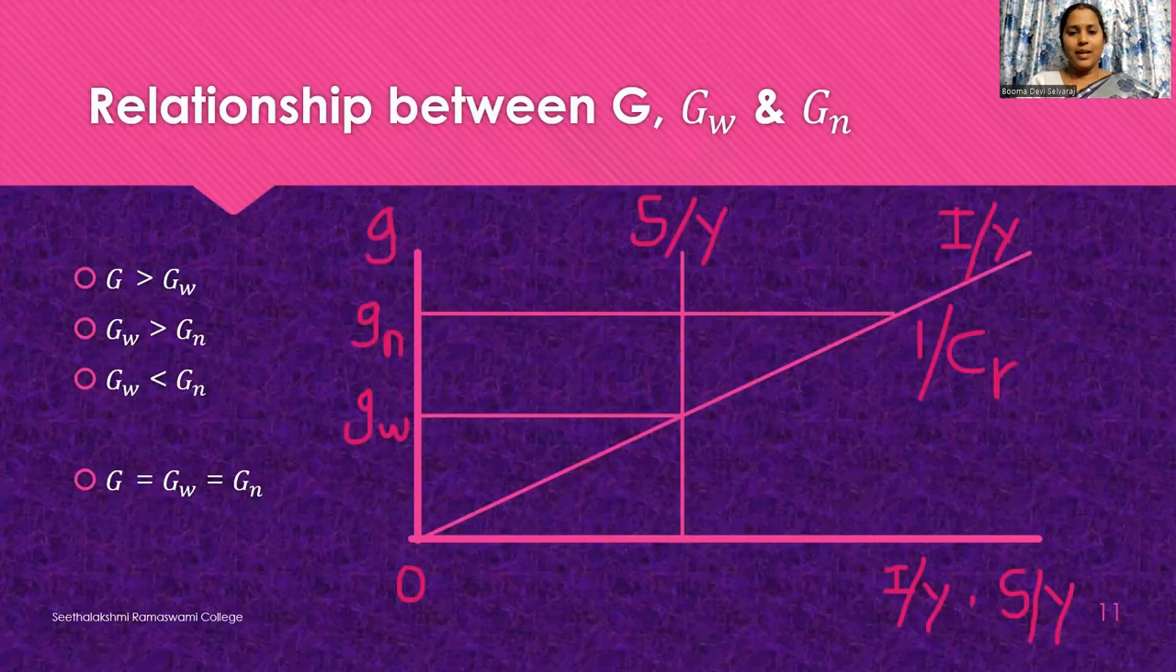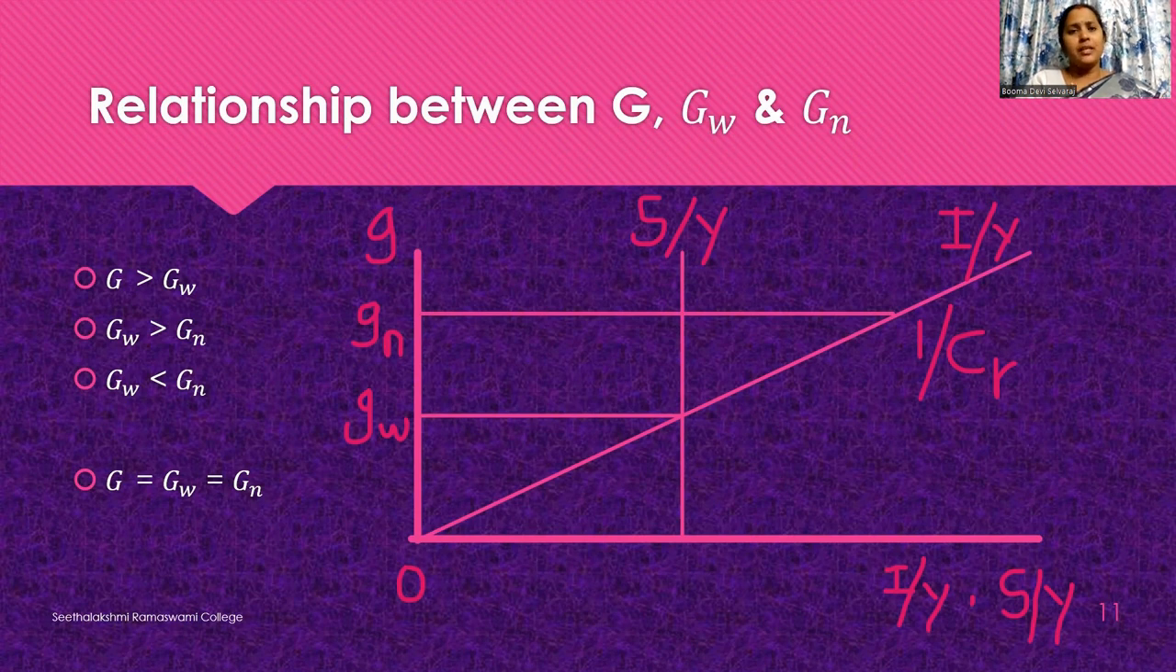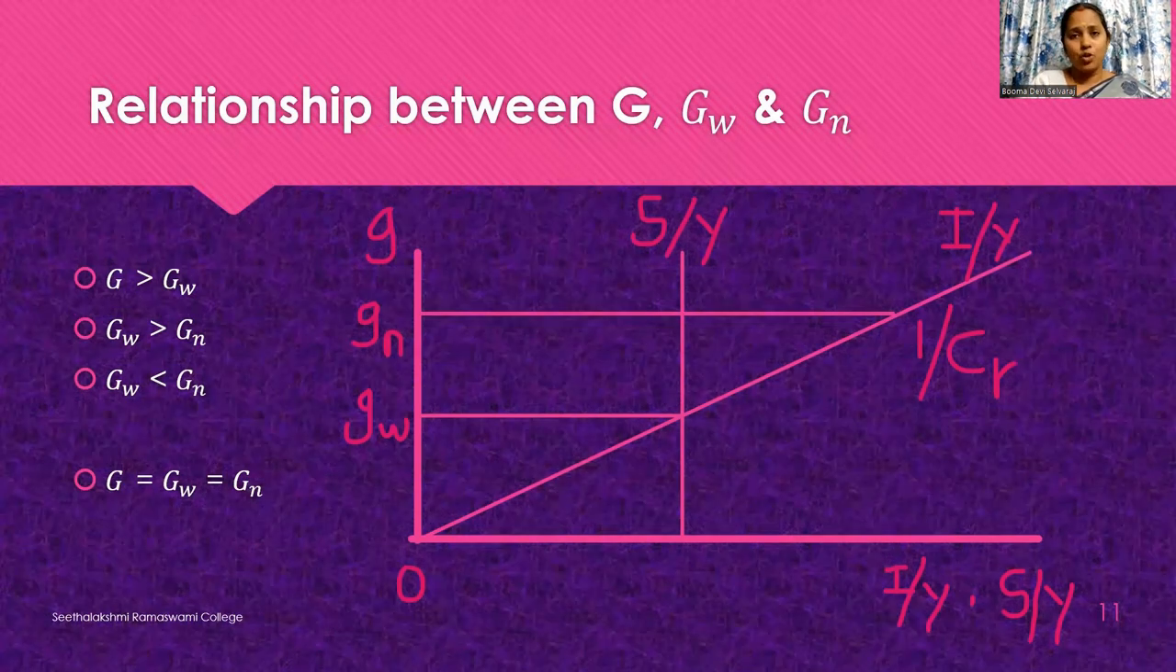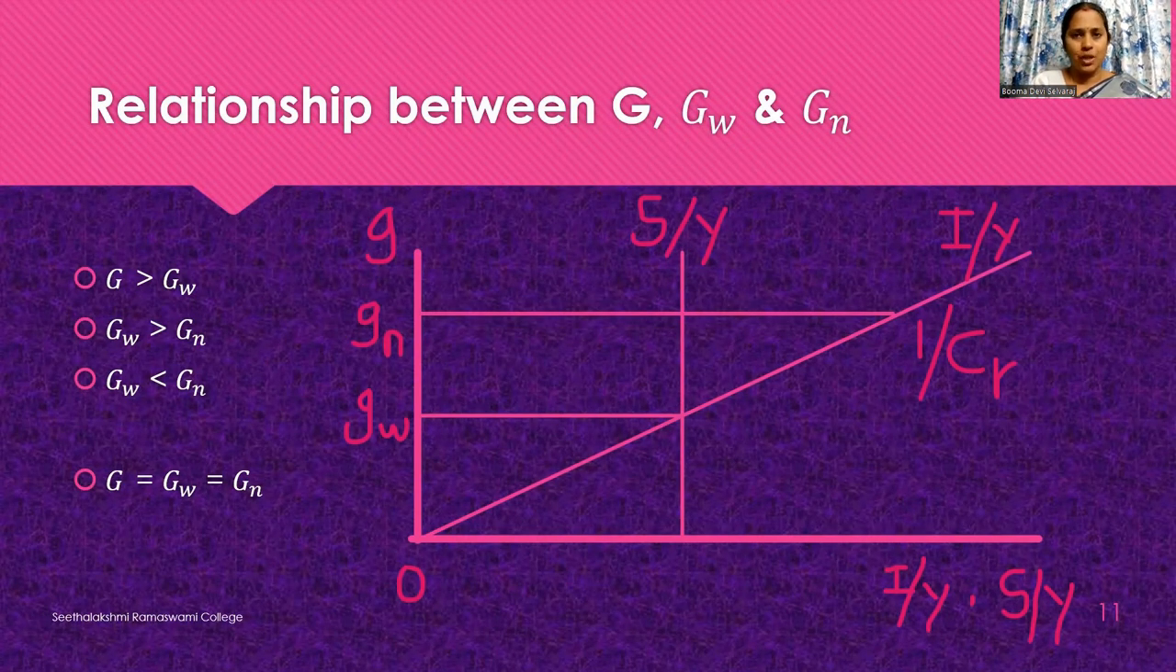Next, we are going to see the relationship between G, GW and GN. If G is greater than GW, G can continue to diverge from GW until it hits GN. G cannot be greater than GN in the long run. With a fixed coefficient of productivity, the full employment of labor requires G = GN. The full employment of labor and full utilization of capital requires G = GW = GN. So this situation is called the golden age by Joan Robinson.